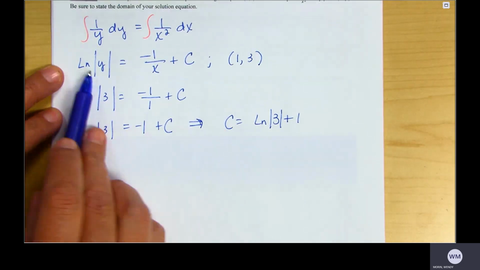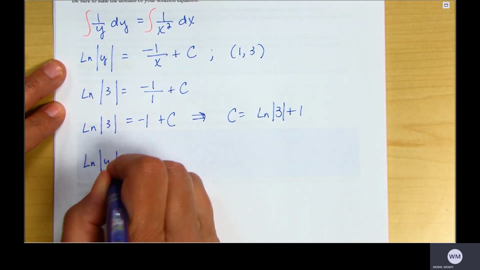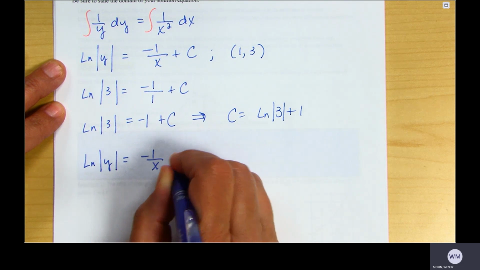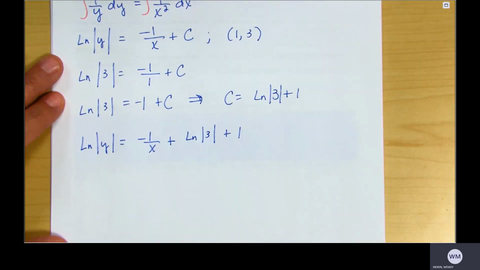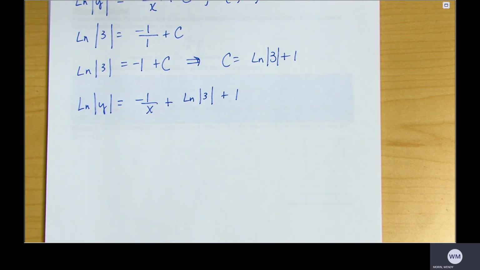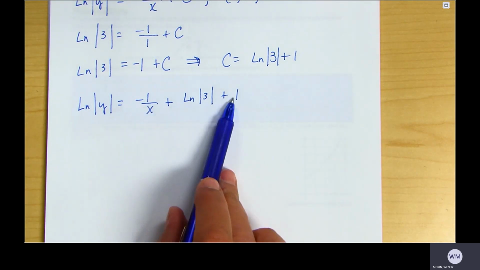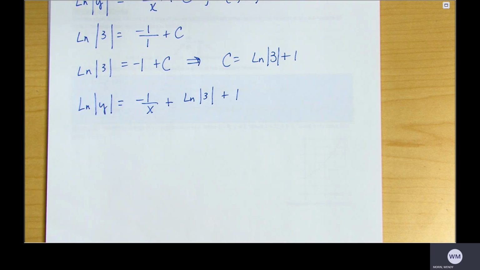Okay, so we go back up to our integration. The natural log of the absolute value of y equals negative 1 over x plus your c value. Okay, now we need to solve for y. So notice they're not all natural logs, so we cannot combine all of these. We need to try to get the y by itself.